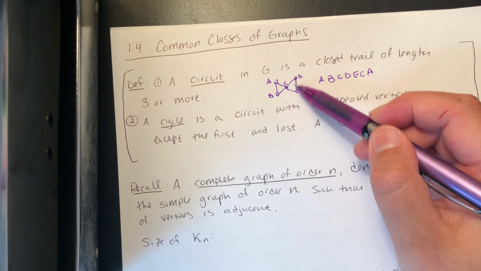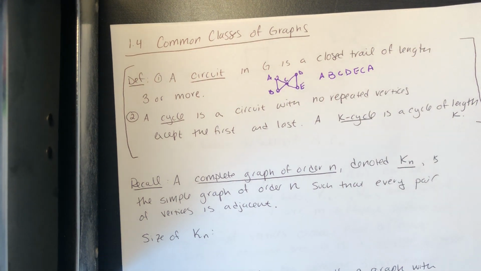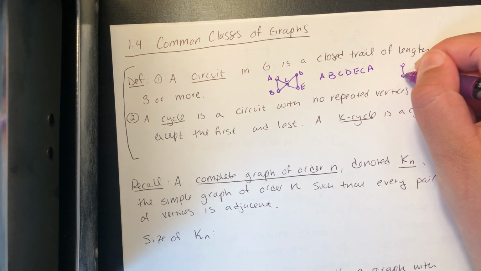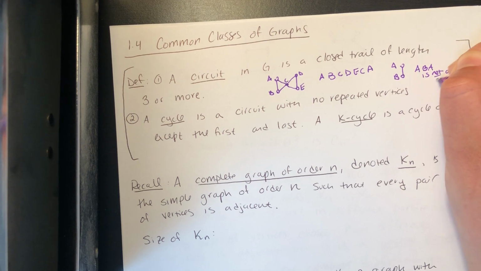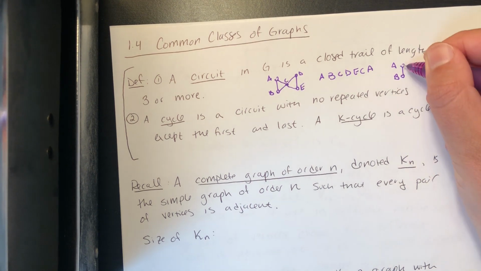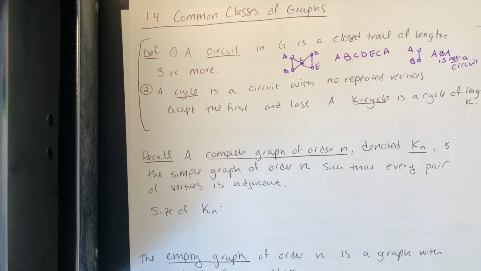Right, you repeat the vertex C, but you don't repeat any edges, and you start and you end at the same vertex, and there's at least length 3. Right, so a circuit would not be something like A to B to A. Right, A, B, A is not a circuit because the length of it is only 2.